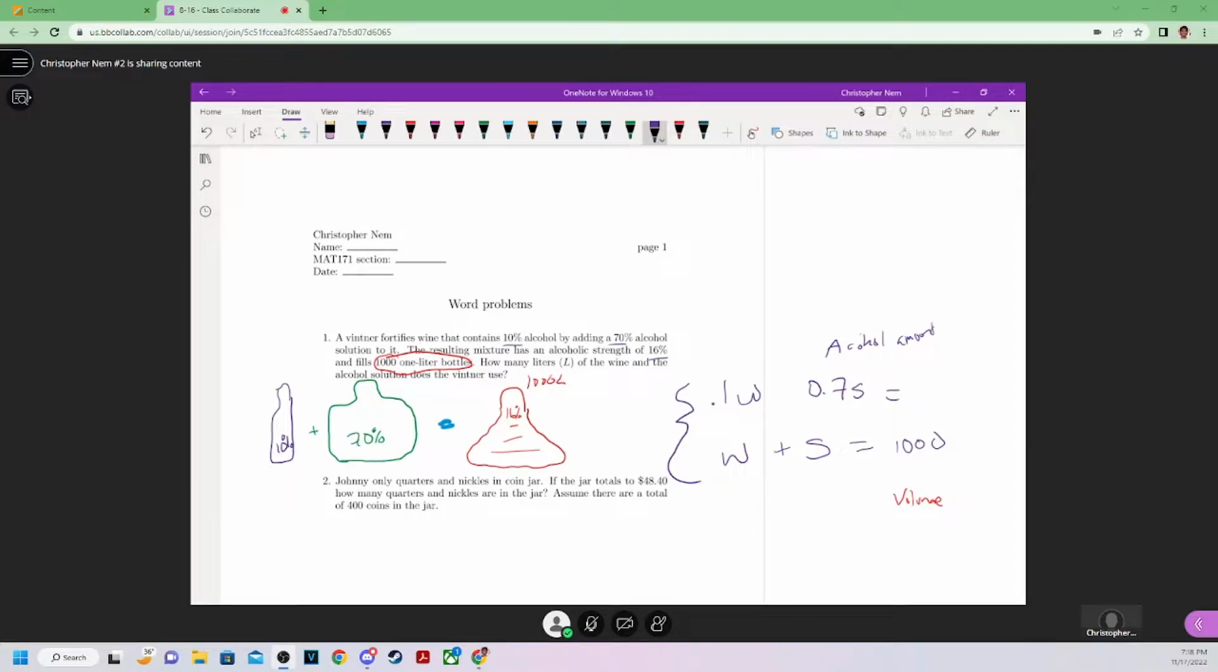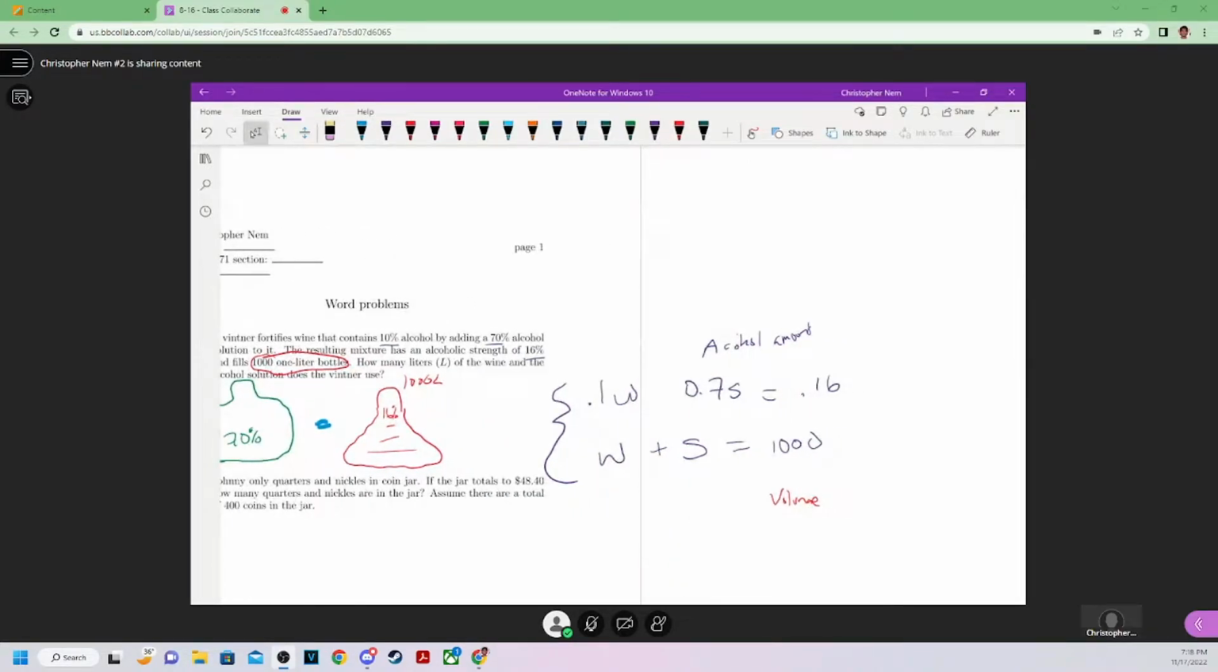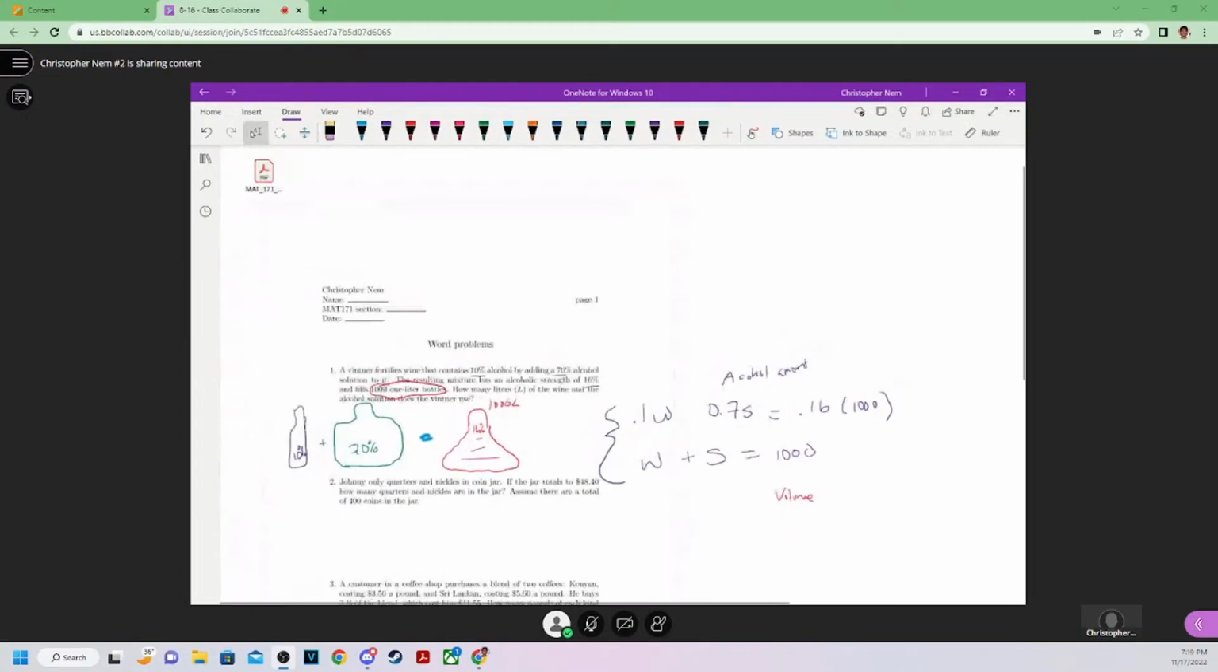Now, the last part is how much alcohol the final bottle contains. It's 16%, and I already know how much volume I have in my bottle, so I should know how much alcohol content I actually have. I don't have to write it as a percentage. This is all times 1,000. Percentages are just a representation.